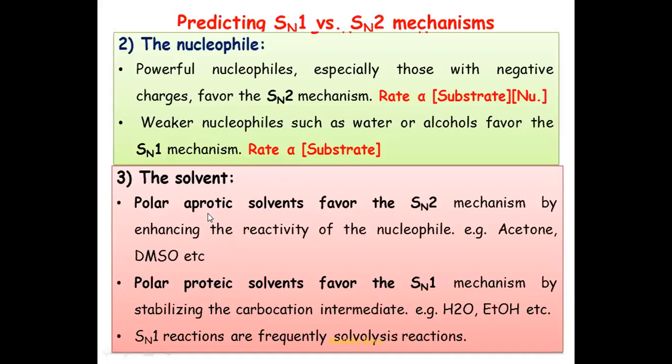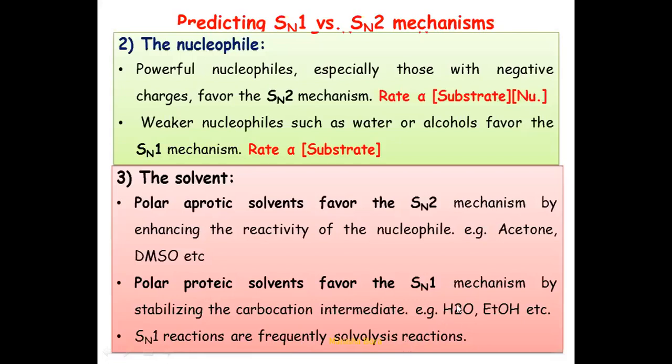Solvents are classified into two: polar protic solvents and polar aprotic solvents. Polar aprotic solvents like acetone, DMSO will favor SN2 type of reaction, whereas polar protic solvents like water, ethanol will favor SN1 type of reaction. Solvent plays a very important role in enhancing the rate of SN1 reaction. It is observed that polar solvent favors this reaction, and many times SN1 reaction is also called a solvolysis reaction.